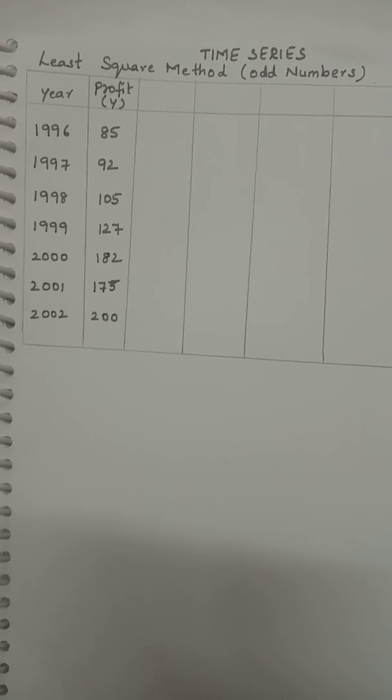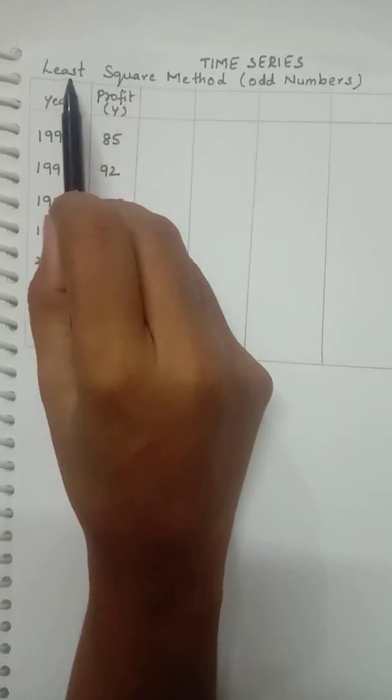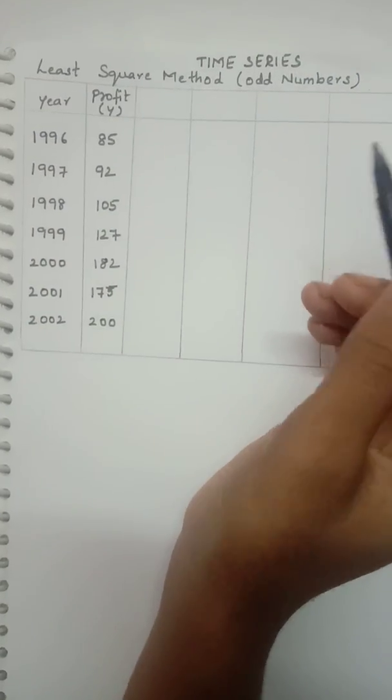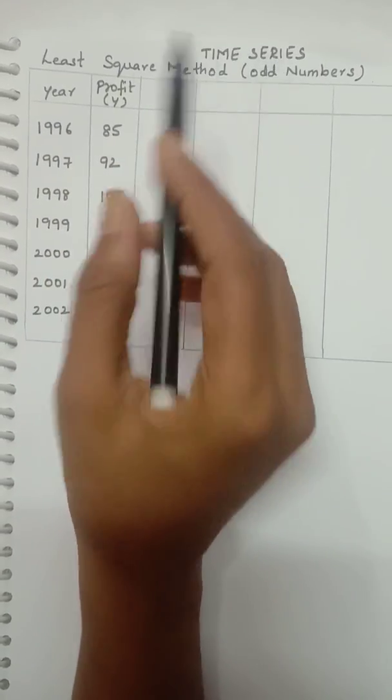Welcome to Genius tutorial. In this video we are going to learn about the time series least square method for odd numbers. The least square method is one of the important methods in time series.